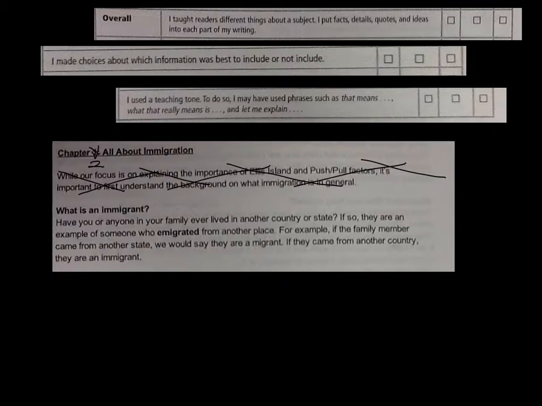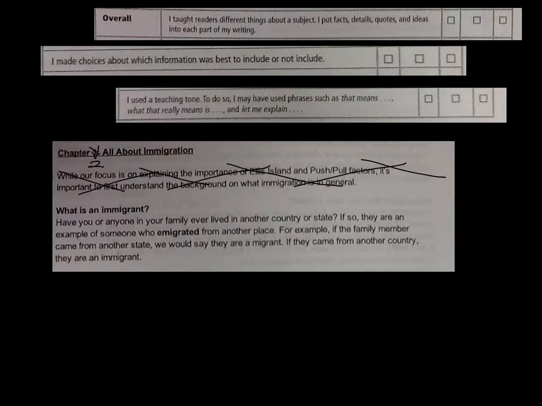Moving on then, listen for my facts, my details, my quotes, or my ideas in my first paragraph. Chapter 2, all about immigration. What is an immigrant? Have you or anyone in your family ever lived in another country or state? If so, they are an example of someone who emigrated from another place. For example, if the family member came from another state, we would say they are a migrant. If they came from another country, they are an immigrant.